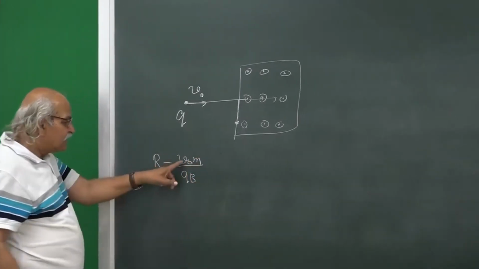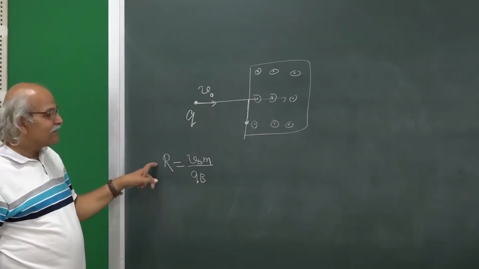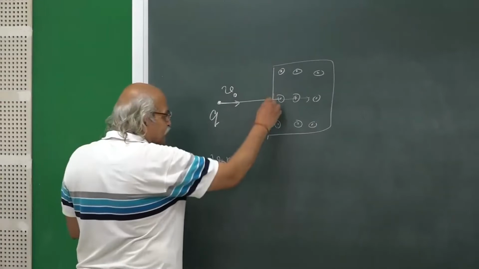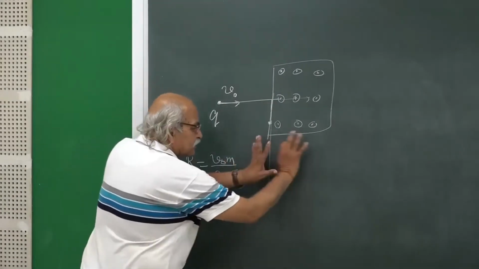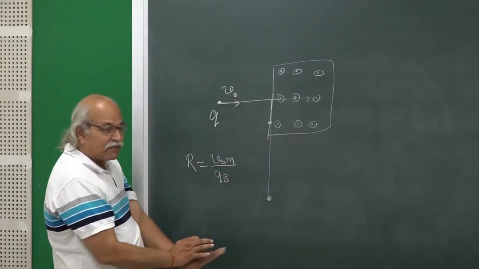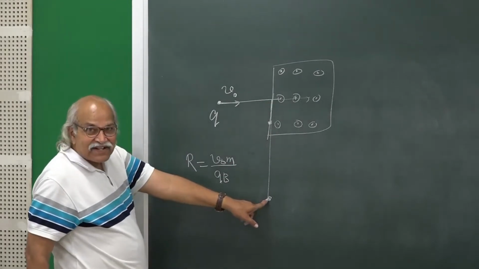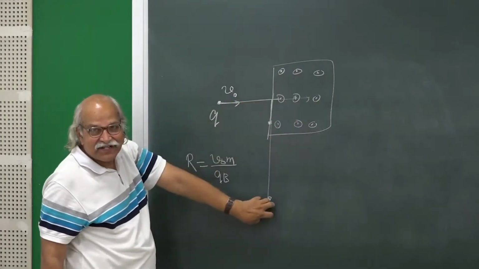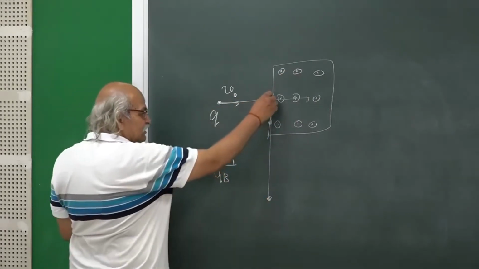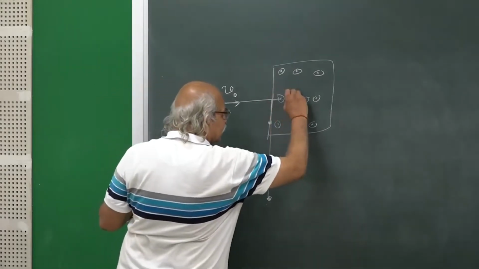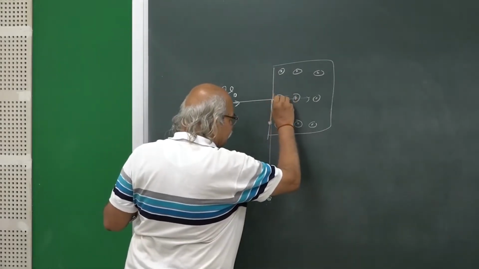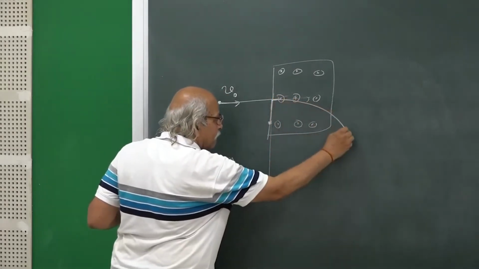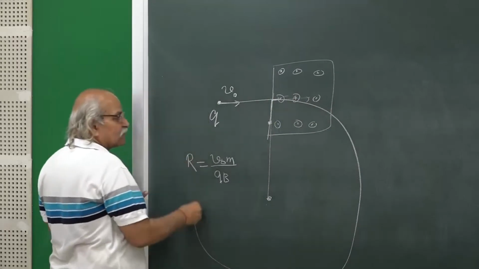Now, if this initial velocity is large, the radius is quite large, and therefore the center is far, far away. There may not be any magnetic field here, but still the center will be here. The magnetic field is only in this much region, but the center does not need a magnetic field, and with this big radius it will turn. So the circle will be something of this sort, a big circle.